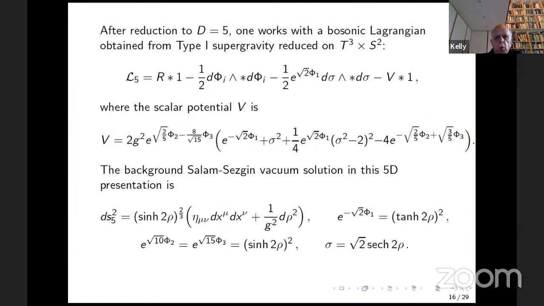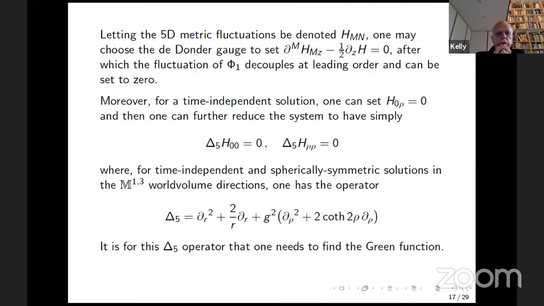So here is the five-dimensional Lagrangian that one works with after this reduction, and with the following scalar potential. And the Salam-Sezgin vacuum solution now looks as follows in this five-dimensional portrayal. So that's the background around which we're going to expand and insert a source. We choose the de Donder gauge. We have all these scalars that are coming out of the reduction, one of them called phi 1. The fluctuation of phi 1 at leading order can be set to 0. And moreover, if you're looking for a time independent solution, you can set the off diagonal 0 rho component to 0. And this further simplifies the system to have just two Laplace type equations in five dimensions for h00 and h rho. And we're interested in particular in the 00 component.